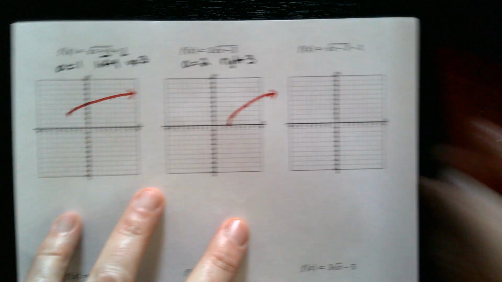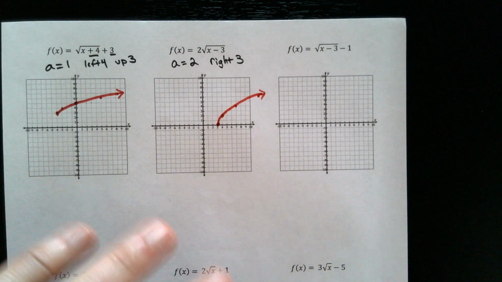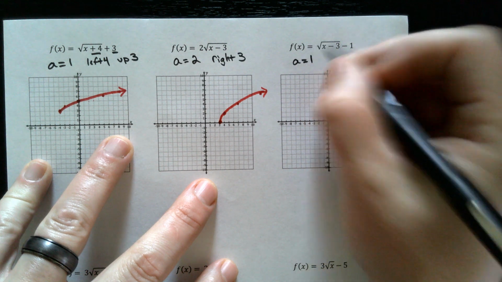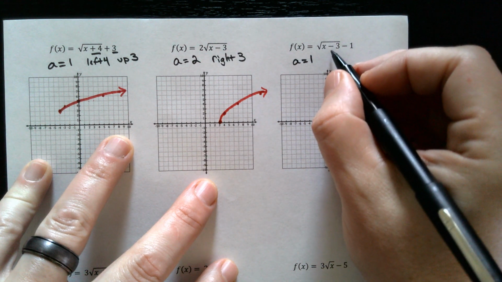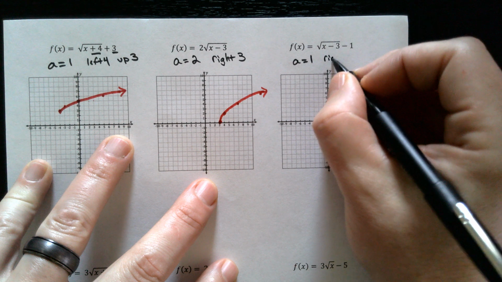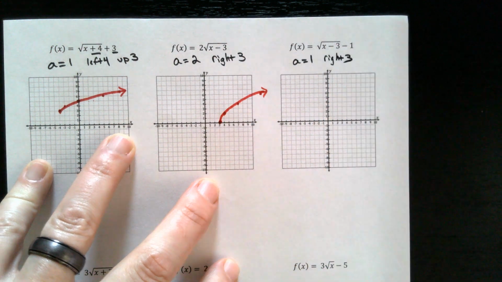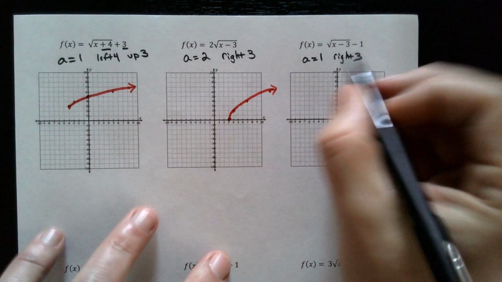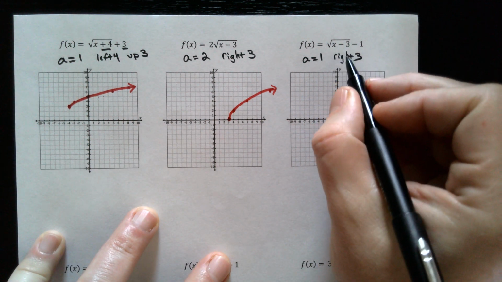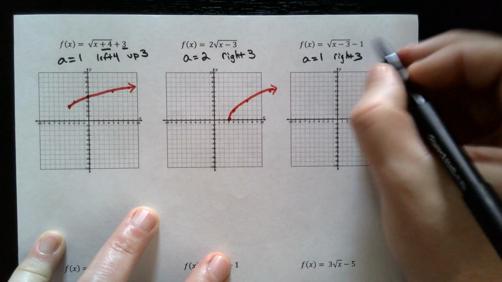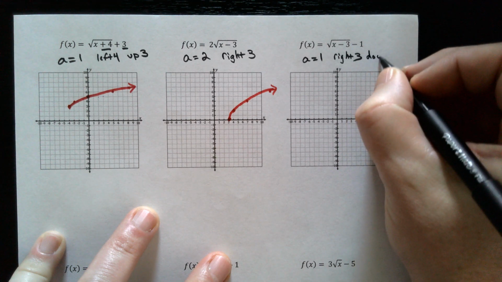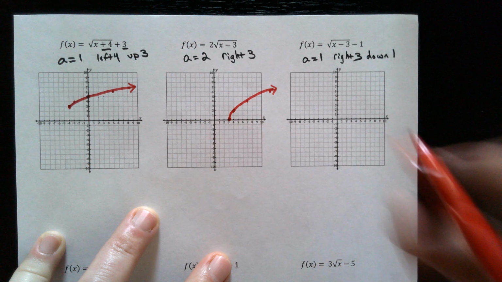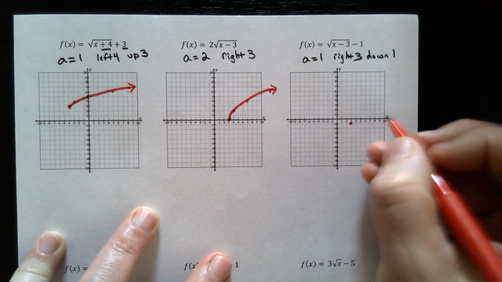Okay, let's look at this one. Again, we don't have an A, so our A is 1. Well, we do have an A, it's just there's no number there, so we assume it's a 1. And then this minus 3 will make us go right. Sorry about that. So this will make it go right by 3. That's on the inside. And this will make it go down 1. So I start in the middle and I go right 3, down 1. Here's my new center point.